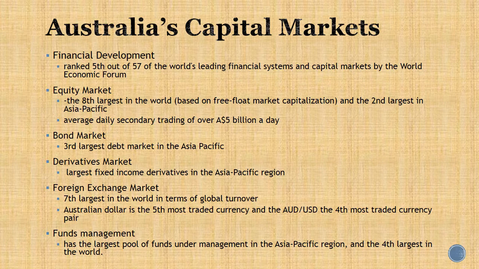The bond market is the 3rd largest debt market in the Asia Pacific. The derivatives market is the largest fixed income derivatives in the Asia Pacific region. The foreign exchange market is the 7th largest in the world in terms of global turnover. The Australian dollar is the 5th most traded currency, and the Australian dollar to US dollar are the 4th most traded currency pair. The funds management has the largest pool of funds under management in the Asia Pacific region and the 4th largest in the world.